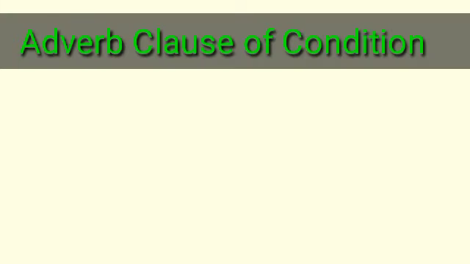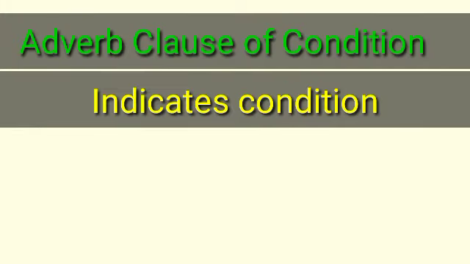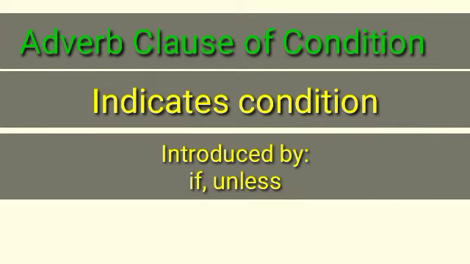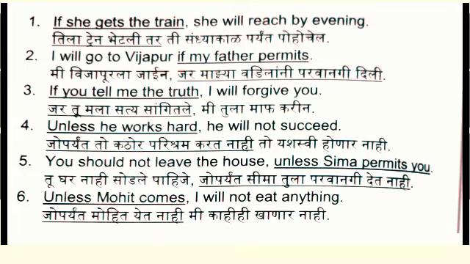The next type is adverb clause of condition. Adverb clause of condition shows the condition of an action. It is introduced with the help of the conjunction if or unless. See these examples.